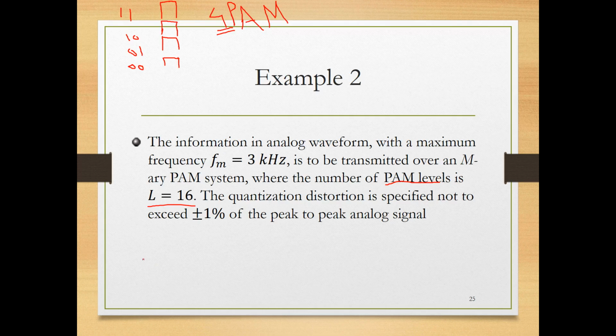So what does this mean? This is how you need to understand the words and transform them into equations that can be solved. So this means that the quantization distortion, delta over 2, must not exceed this.